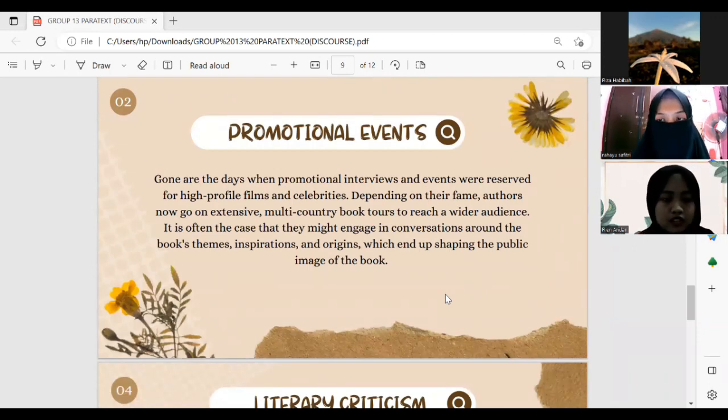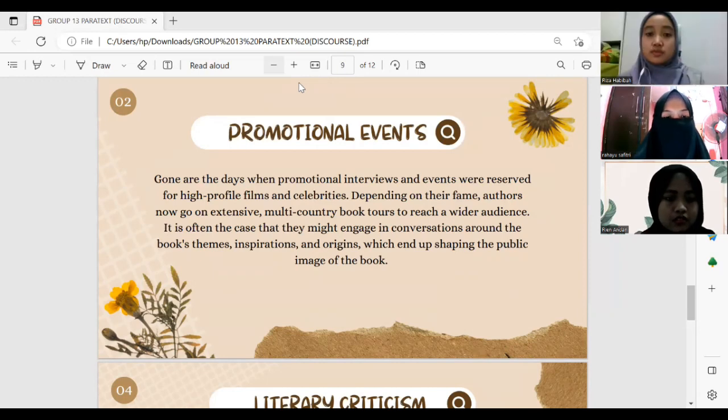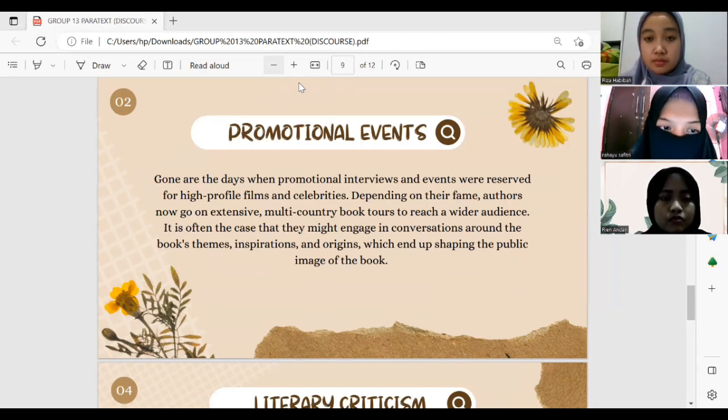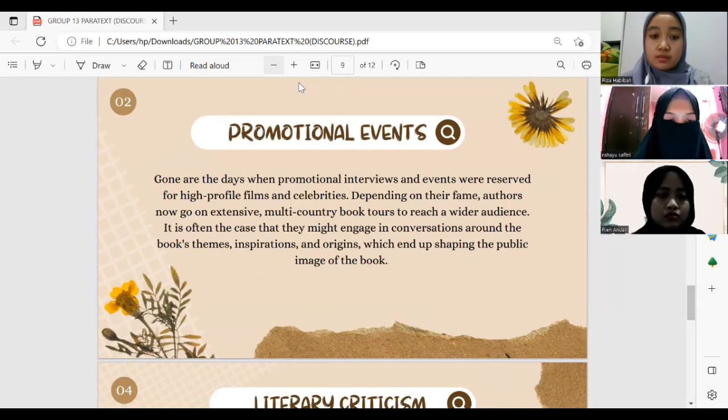The next is promotional events. Gone are the days when promotional interviews and events were reserved for high-profile films and celebrities. Depending on their fame, authors now go on extensive multi-country book tours to reach a wider audience. It is often the case that they engage in conversation around the book's theme, inspiration, and origins, which end up shaping the public image of the book.